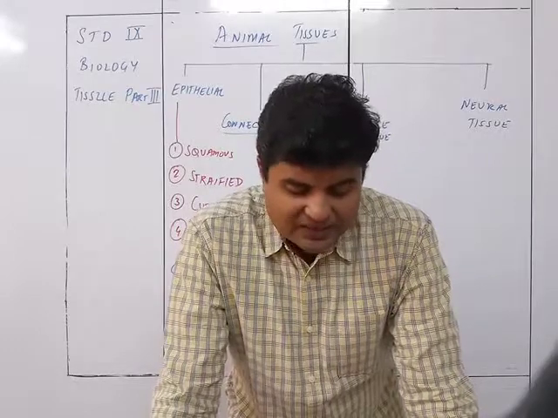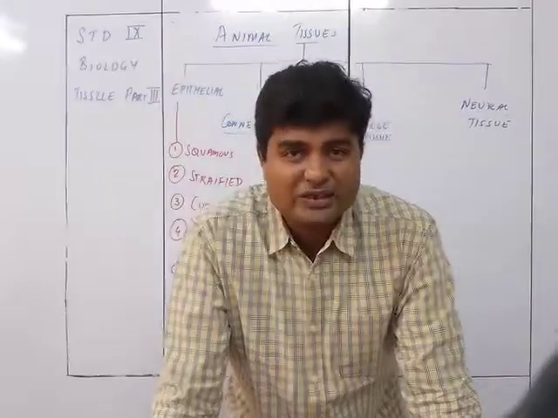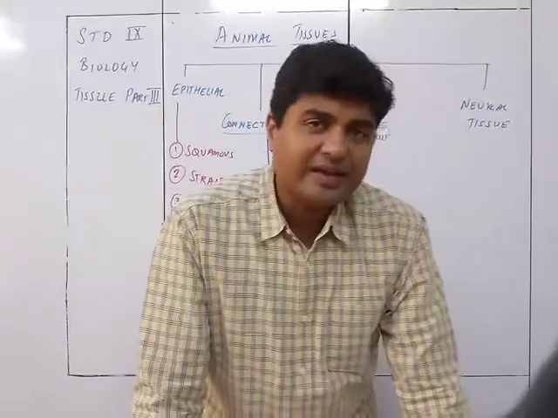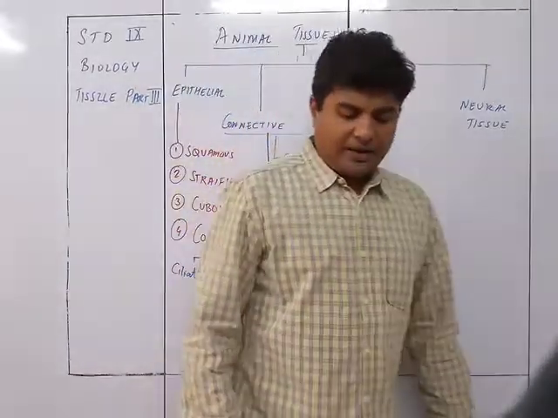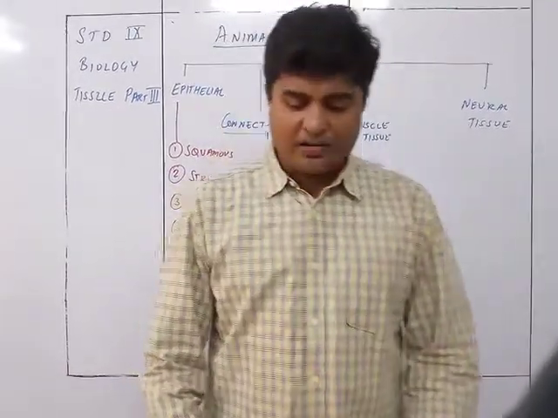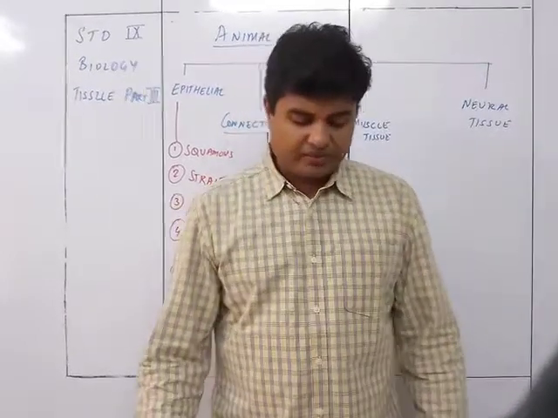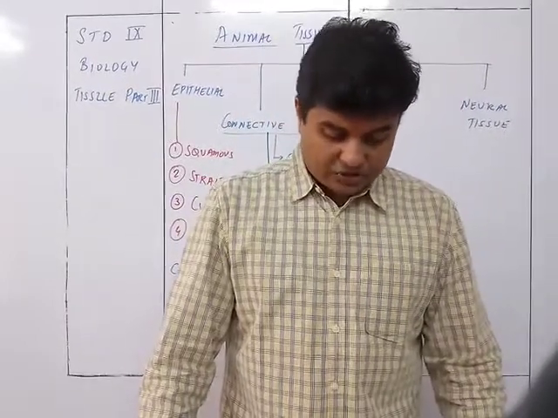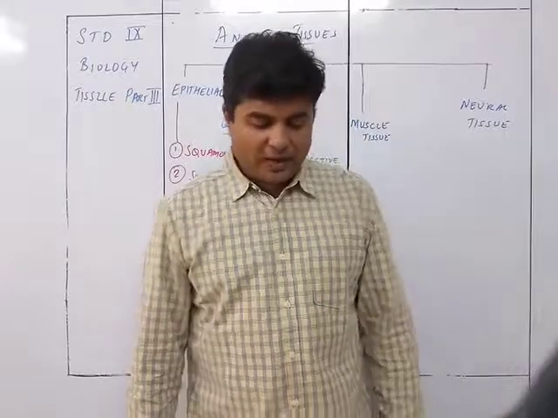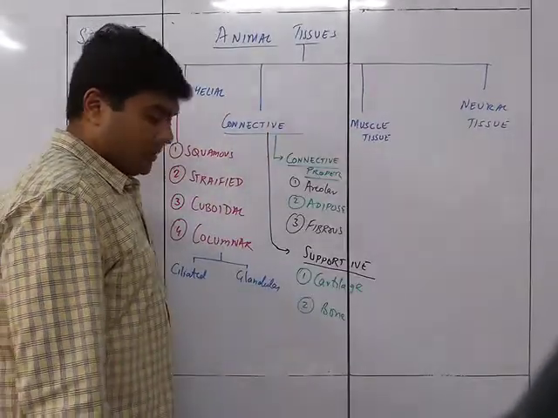Bone consists of living cells called osteoblasts and a rigid mass of inorganic salts. So it has living cells, the osteoblasts, and also a rigid mass of inorganic substance, that is a non-living part like calcium and other inorganic salts present in the bones. So accordingly, the supportive connective tissues are cartilage and bones.